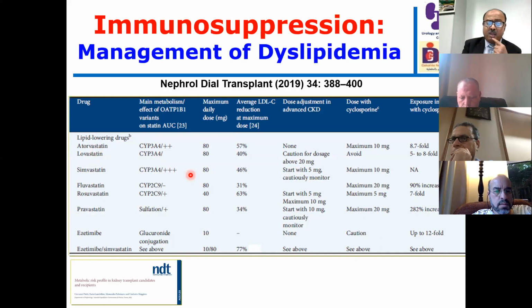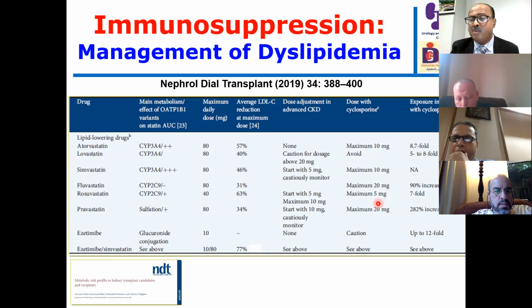This is why with cyclosporin the maximum dose of atorvastatin is 10 milligram, not 80 milligram. In normal daily life, the maximum dose is 80 milligram to treat atherosclerotic coronary heart disease in diabetic patients. But if cyclosporin is there, the maximum atorvastatin is 10 milligram. Lovastatin is to be avoided. Simvastatin maximum 10 milligram with cyclosporin, and the maximum for fluvastatin is 20 milligram. Rosuvastatin 5 milligram. You can ask me why.